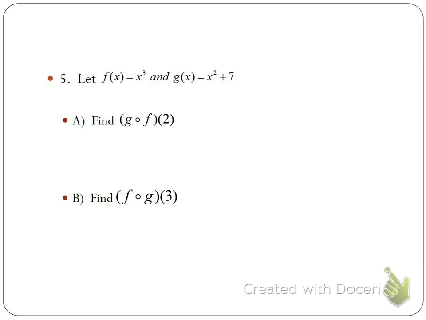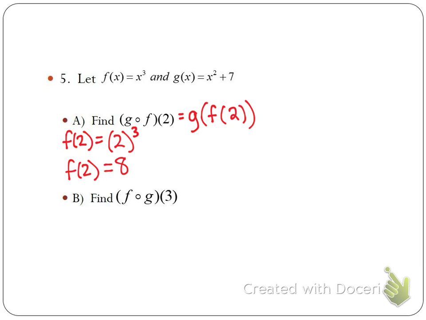What function is on the outside? G. What function is on the inside? F, and we're evaluating it at 2. Okay, we work the inside out, so we find f of 2 first. What was the f function? X cubed. So we're going to take 2 cubed. 2 cubed is 8.